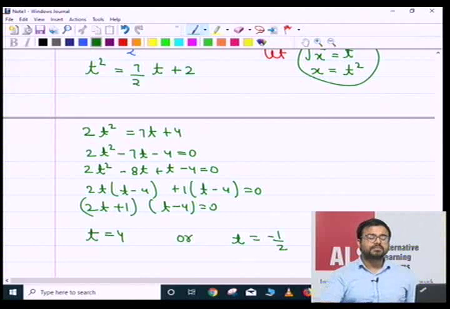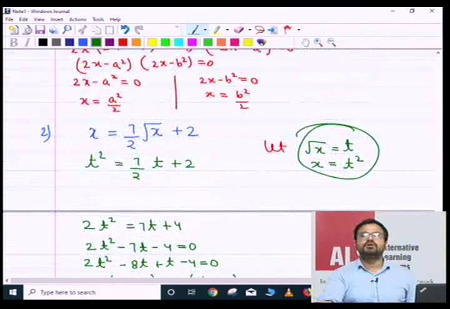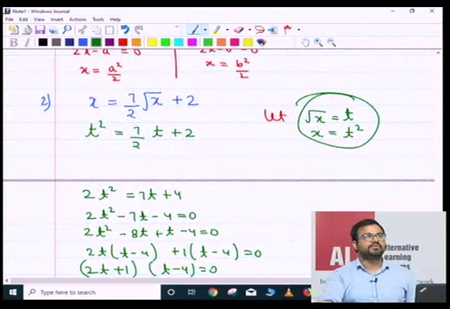Now the important thing is that we have to figure out the value for x. So what was t? t was nothing but root x is equal to t. We have made that substitution.